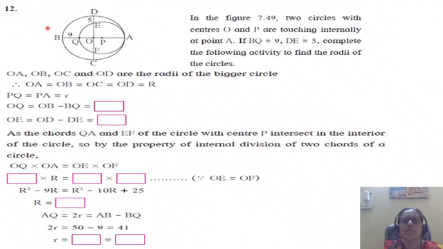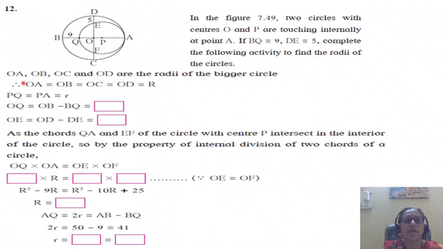Question number 12. Two circles, one with center O and another with center P, are touching internally at point A. If BQ is 9 and DE is 5, complete the activity to find the radius of the circle.